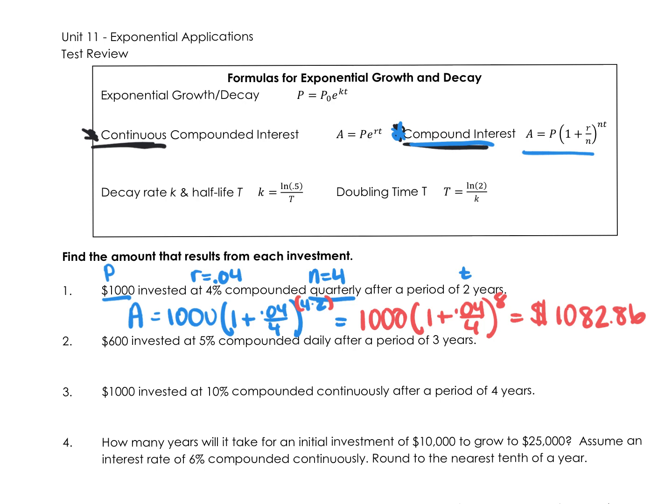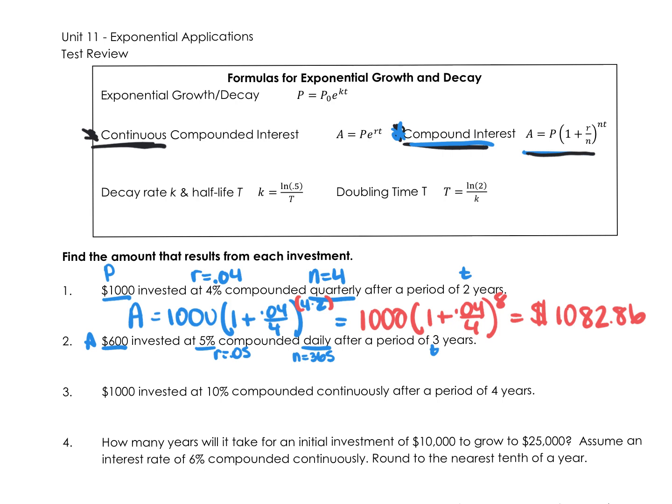So for this problem over here, same thing. We don't see the word continuous, so we'll be using this equation here. And so you're going to say, okay, $600 is invested at 5% compounded daily after a period of 4 years. So 600 is our starting amount. 5% is our rate, so that'll be R is 0.05. It's compounded daily, so that means that we're going to do it every day. So that'll be 365 days a year over 3 years, so that'll be T.